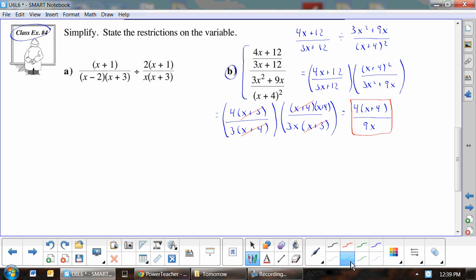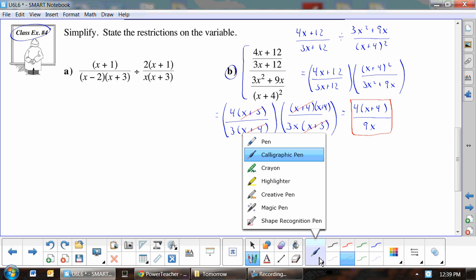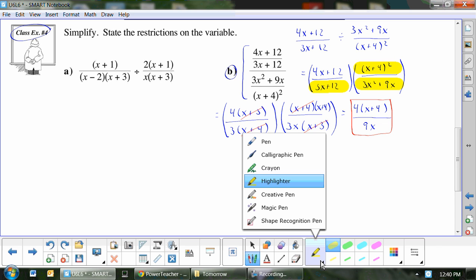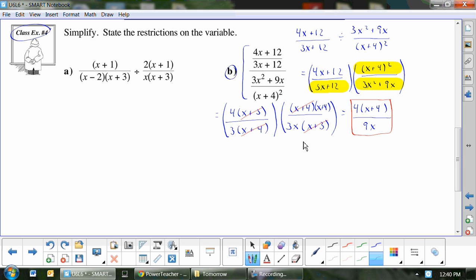Okay? So now we have to find our non-permissibles. So we have to remember, okay, we look at our denominators and the denominator from the original. So we have to look at all three of these. So we can go, okay, 3x plus 12 not equal 0. So that's x cannot equal negative 4. And then x plus 4 cannot equal 0. So that's the same as that one.